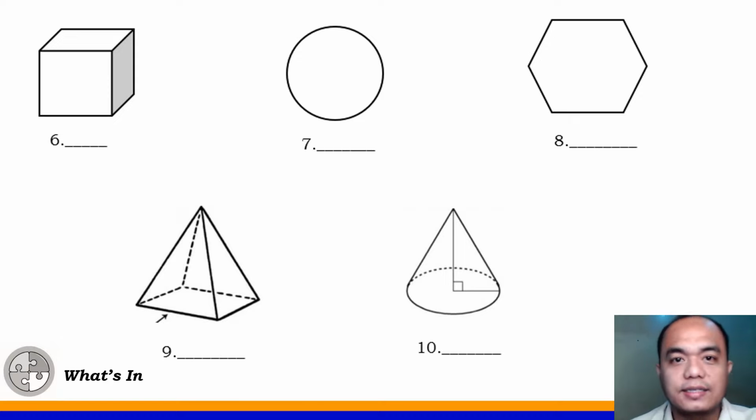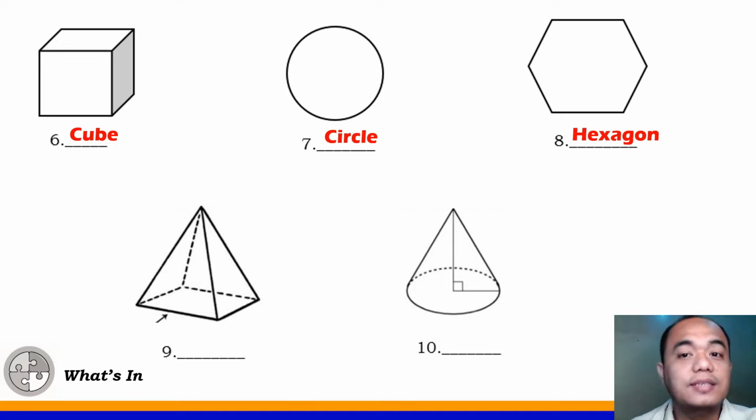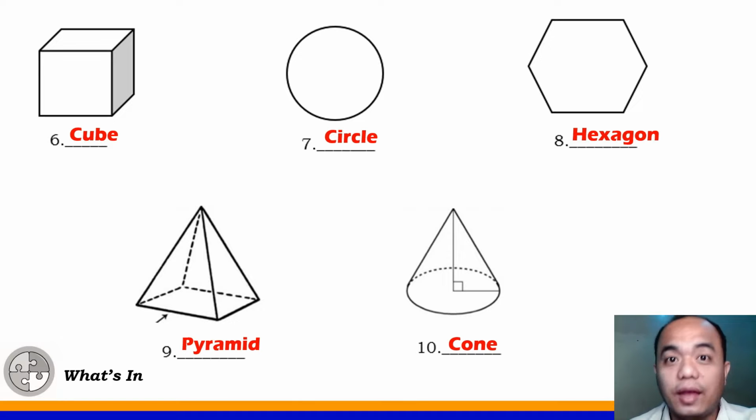Next, number 6. That's cube. Very good. Number 7. That's a circle. Next, number 8. That's hexagon. Very good. Hexagon has 6 sides. Next, number 9. Yes, that's a pyramid, particularly rectangular pyramid because the base is a rectangle. Next, number 10. Yes, that's cone. I'm sure you've got a very good score on this activity.